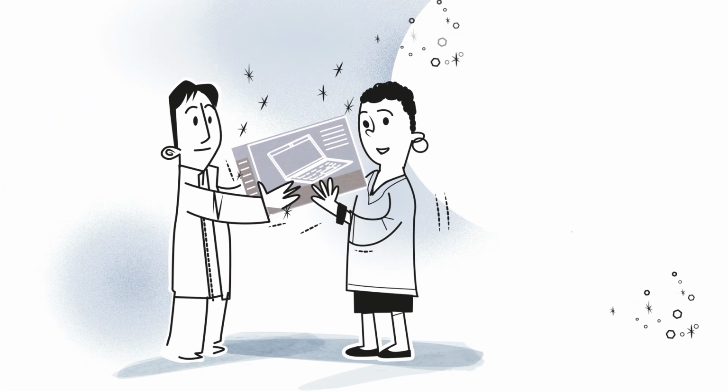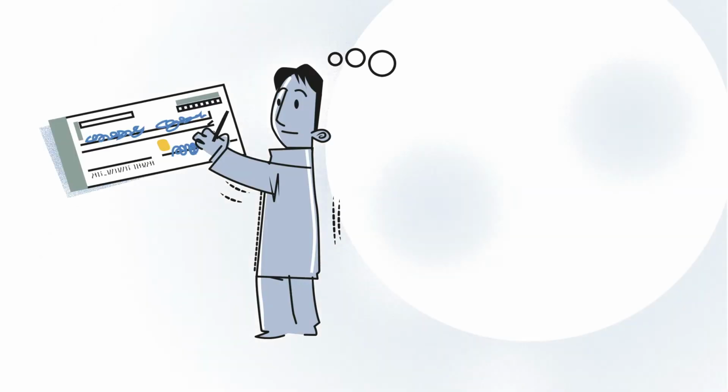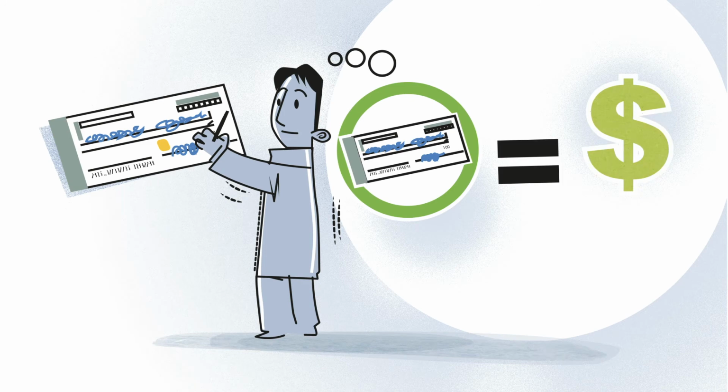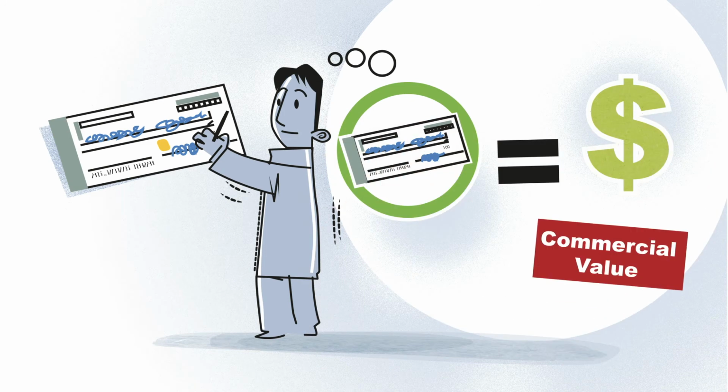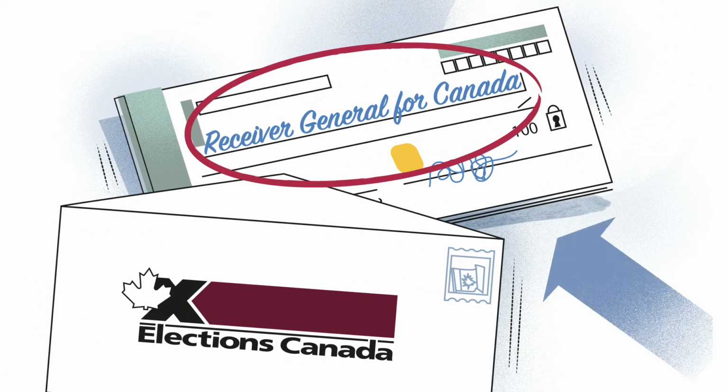The process of returning or remitting contributions also applies to ineligible non-monetary contributions. If the non-monetary contribution is unused, it has to be returned to the contributor within 30 days of the agent becoming aware of the ineligibility. On the other hand, if the non-monetary contribution was used, the agent has to send an amount equal to the commercial value of the property or service to Elections Canada payable to the Receiver General for Canada.